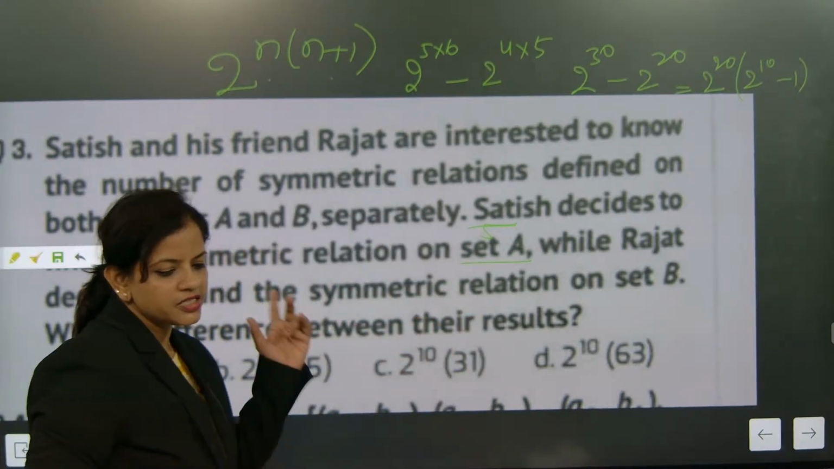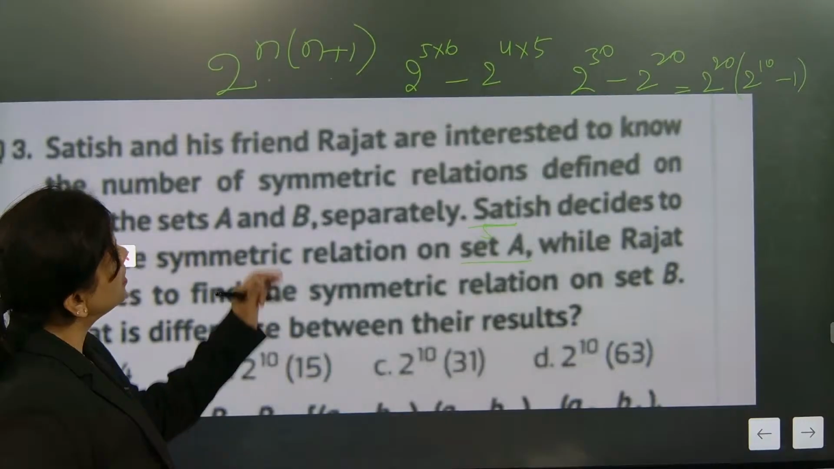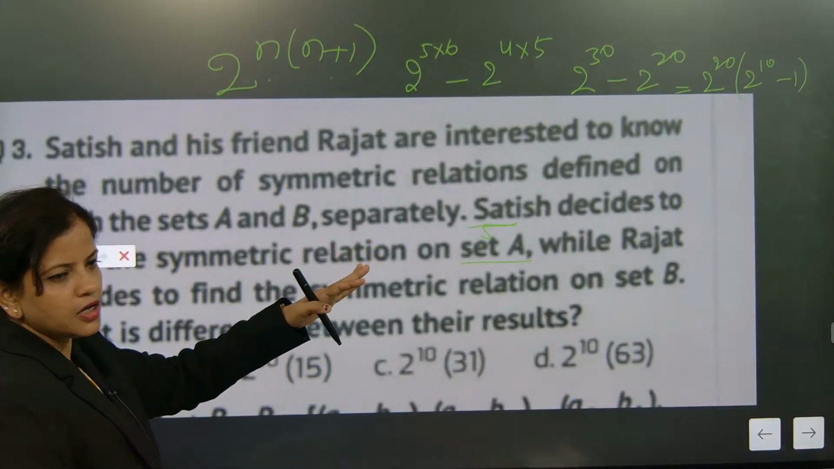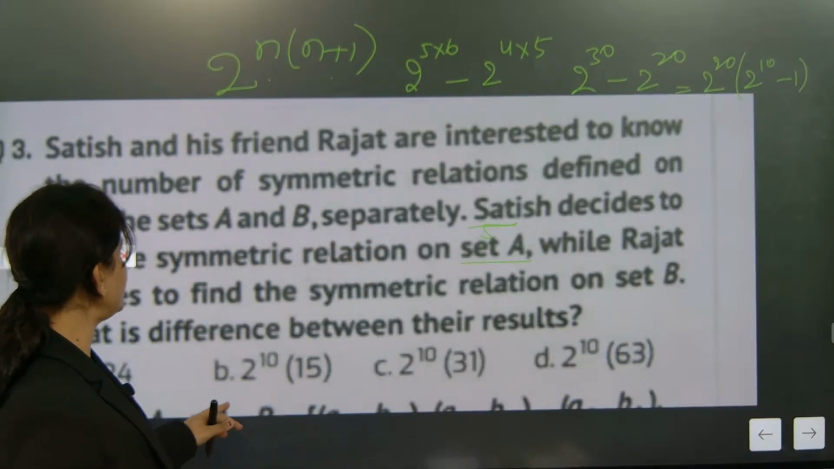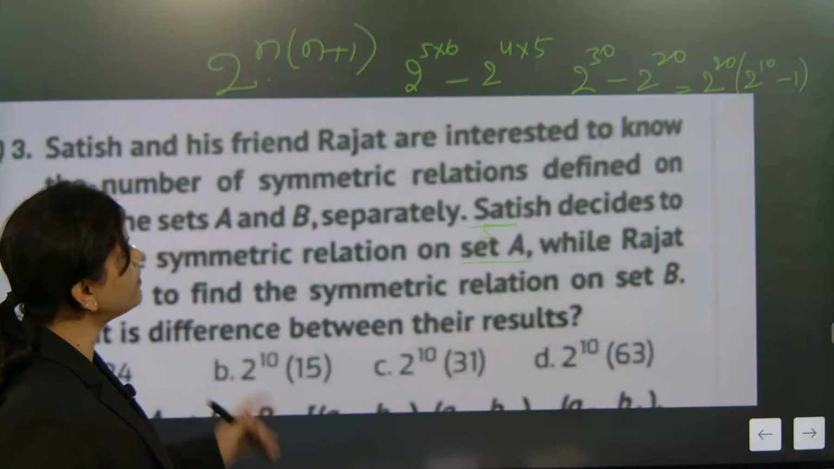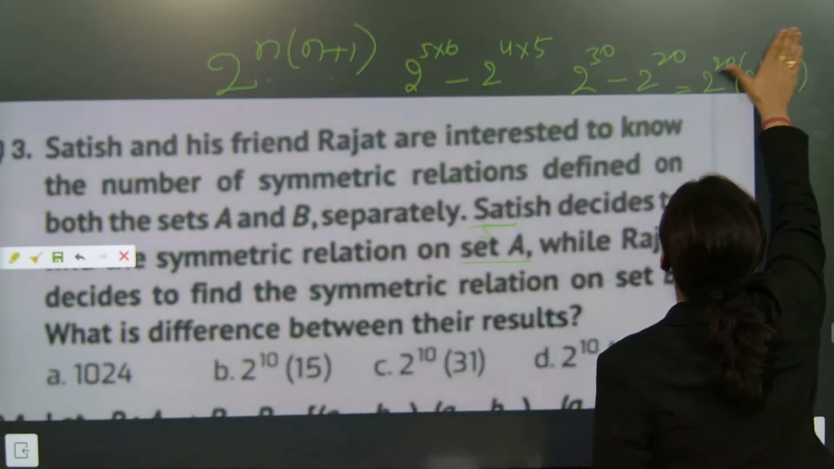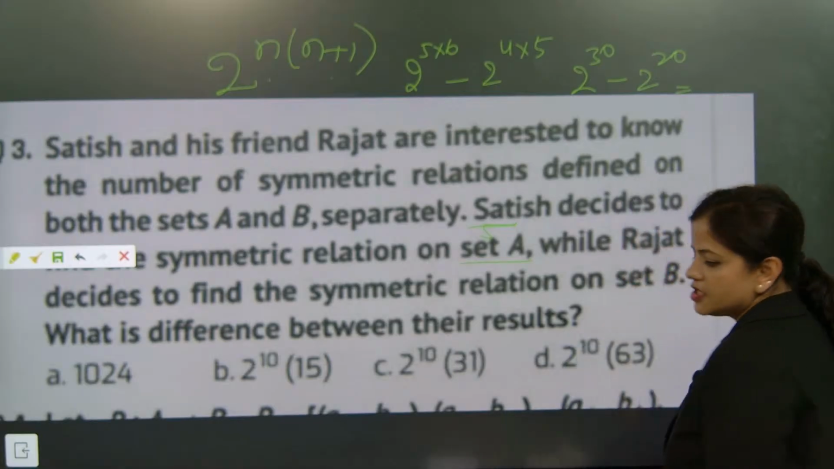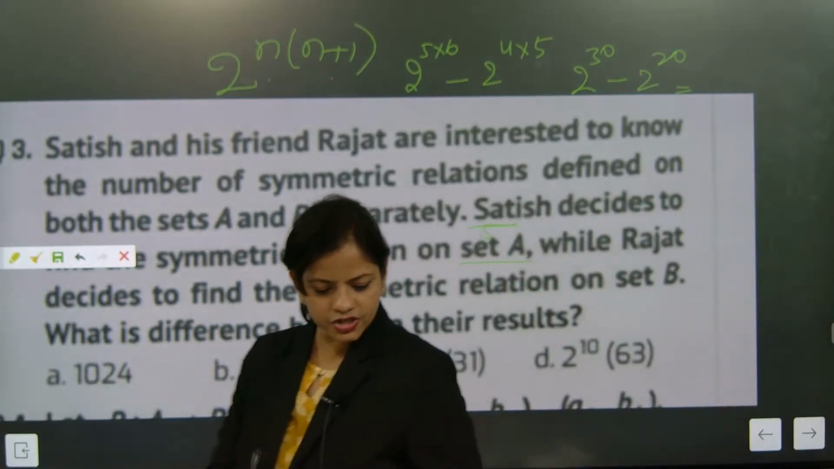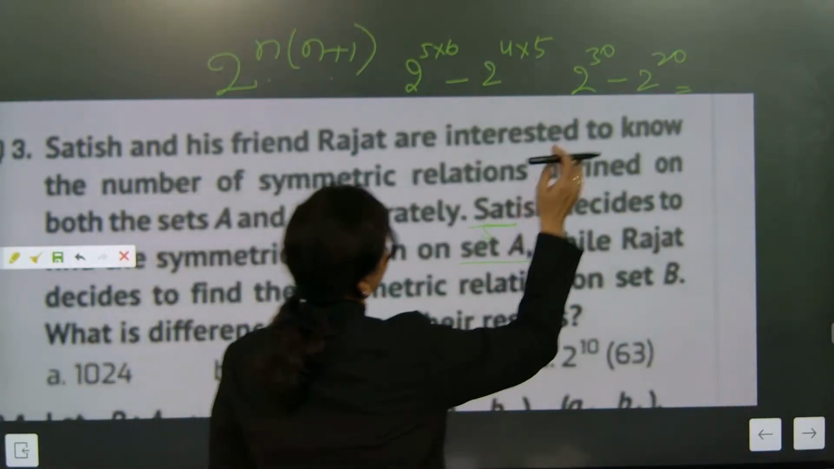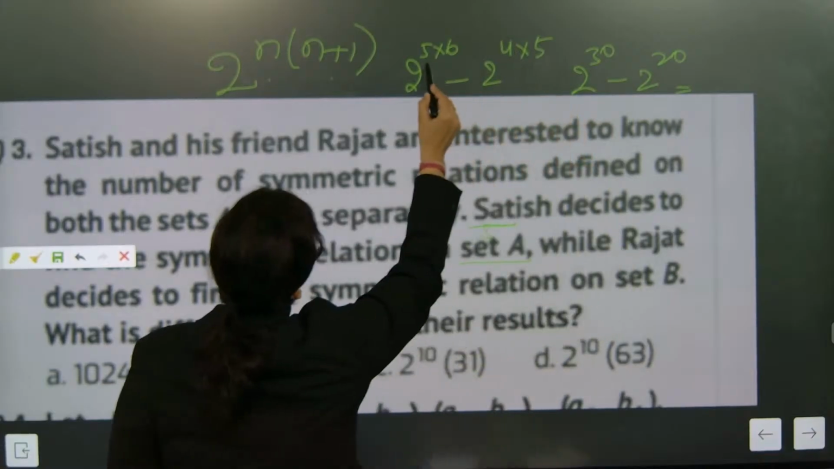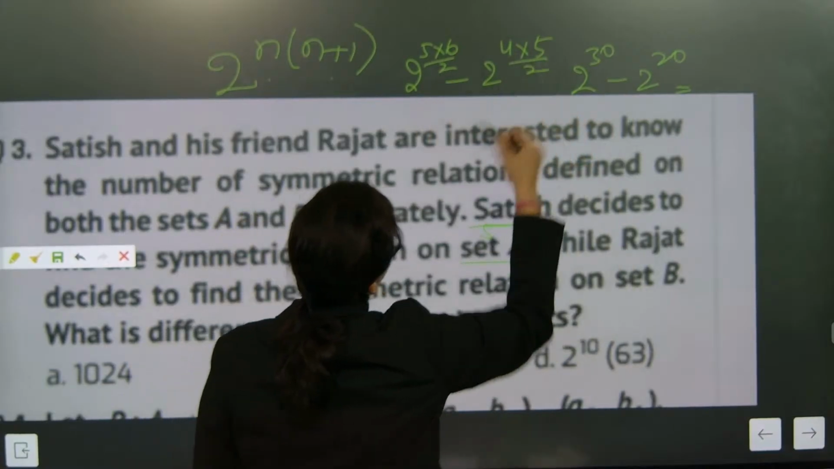Because 5, first is having 5 now, n plus 1. One formula. Second part is n 4 into 5. Correct? So 20. So here we are going to take out 10. 20 I took out. How much are we going to take out? Check. Symmetric relations. How many symmetric relations possible? I know the formula now. And it will become this divided by 2 and this divided by 2.